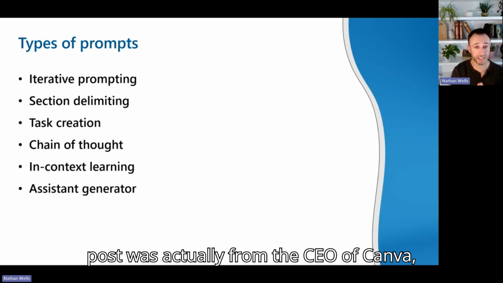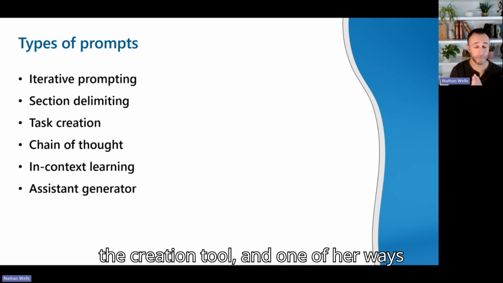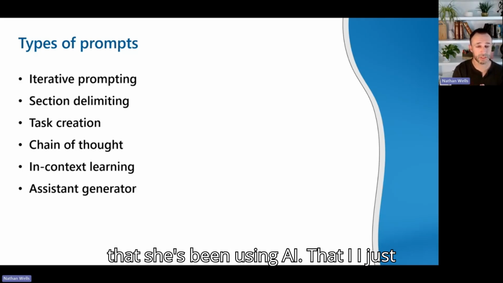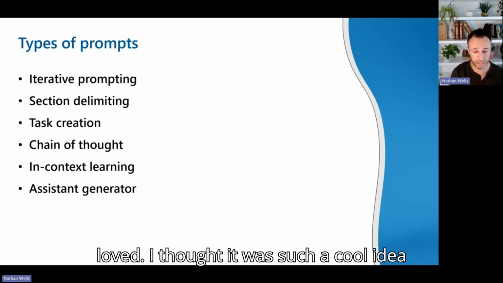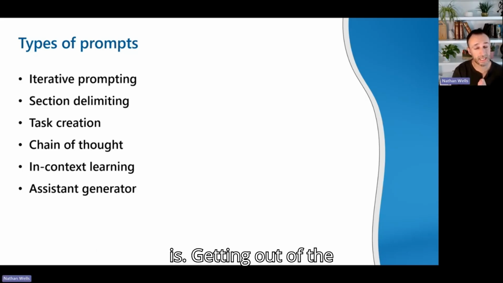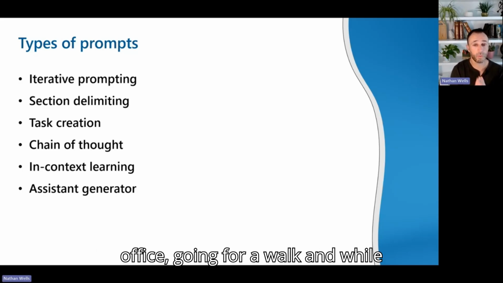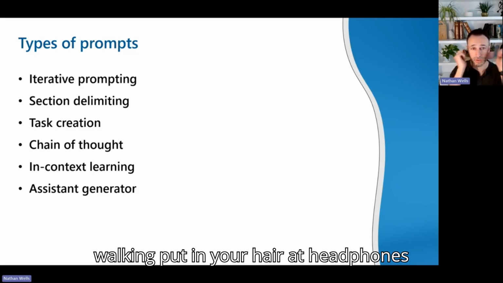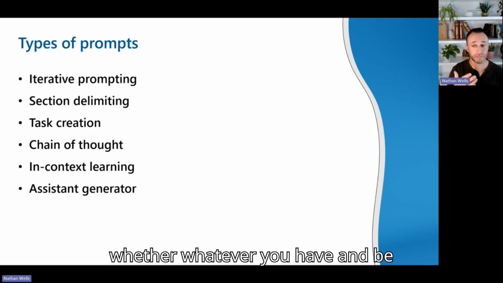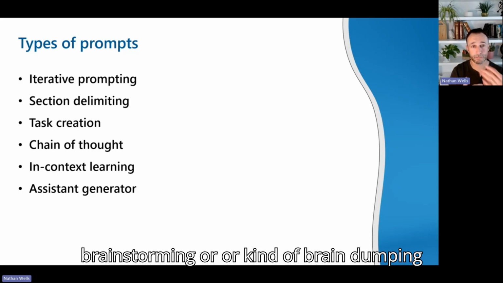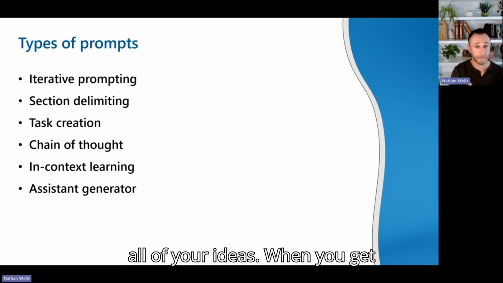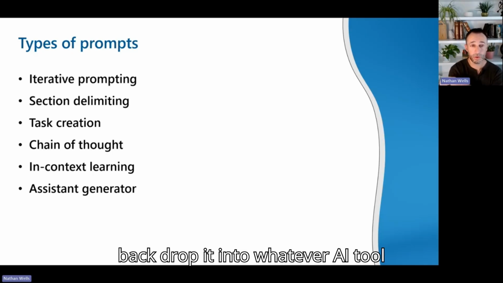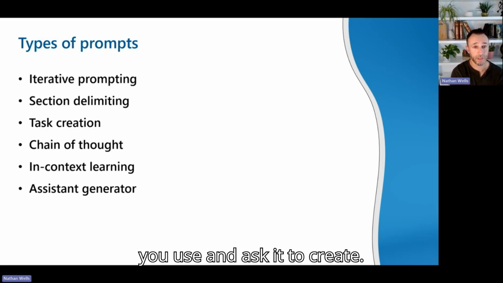The post was actually from the CEO of Canva, the creation tool. And one of her ways that she's been using AI that I just loved, I thought it was such a cool idea, is getting out of the office, going for a walk. And while walking, put in your headphones, whatever you have, and be brainstorming or kind of brain dumping all of your ideas. When you get back, drop it into whatever AI tool you use and ask it to create objectives and tasks out of that list.